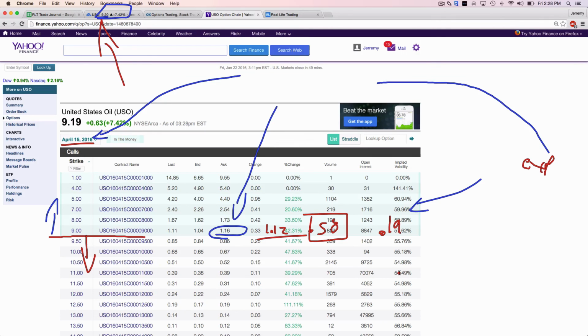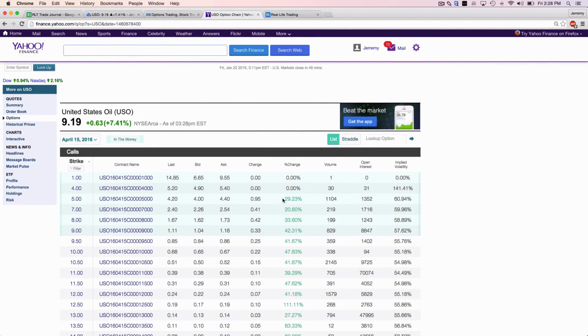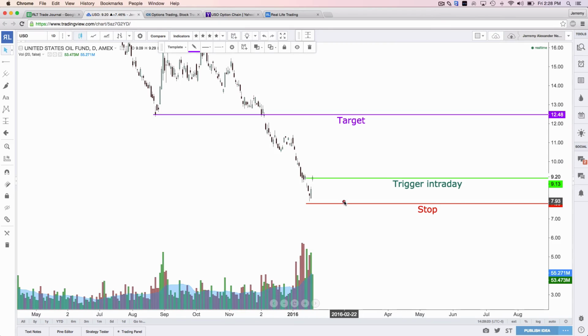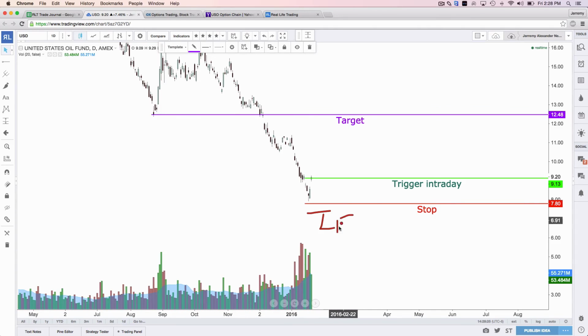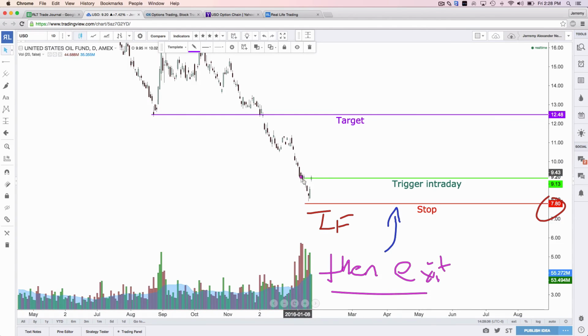And as a reminder and a reiteration, yes, you can use a stop on option value. You can also place a stop using the stock price. So for example, you can have a broker that says if USO is below $7.80 in the stock price, then exit my call option. And obviously you would exit your call option for a loss if you bought it and the stock went down.